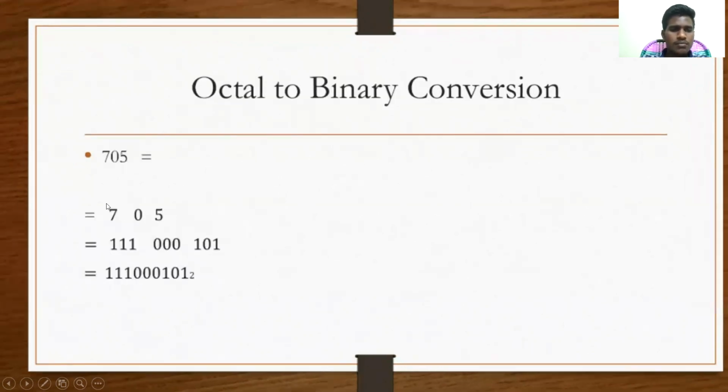And octal to binary number. In order to get the binary number, we have to convert each digit of 705. Here 5 is 101 in binary, 0 is 000, and 7 is 111. Combining all these values gives the binary number of 705.